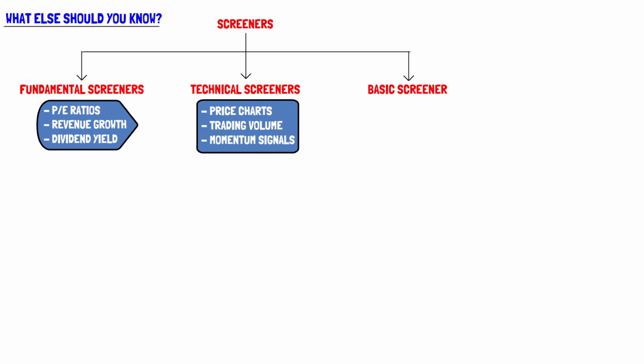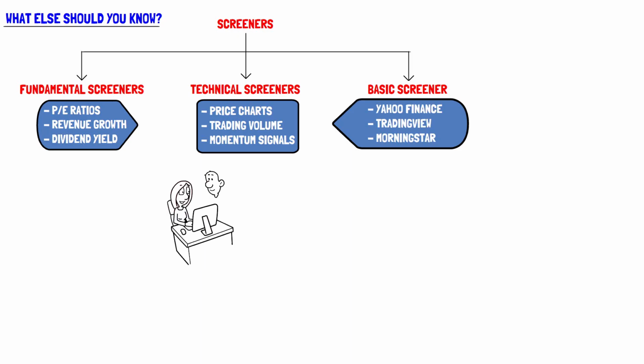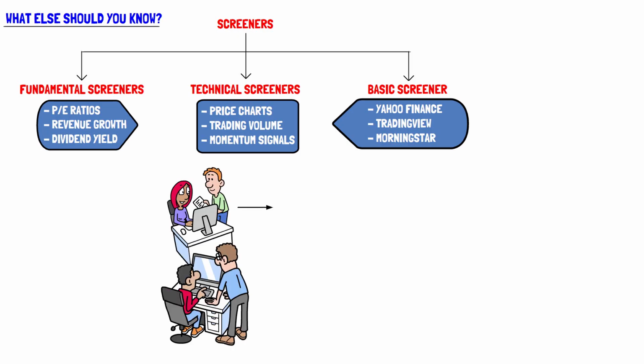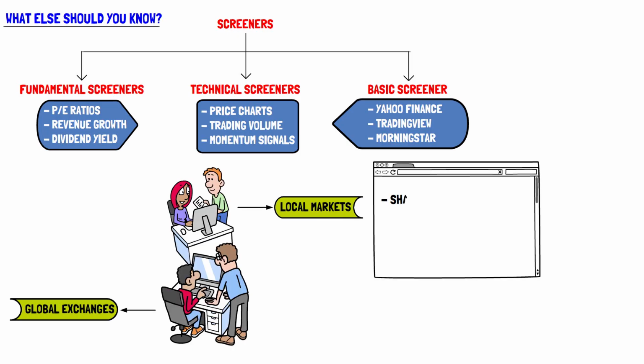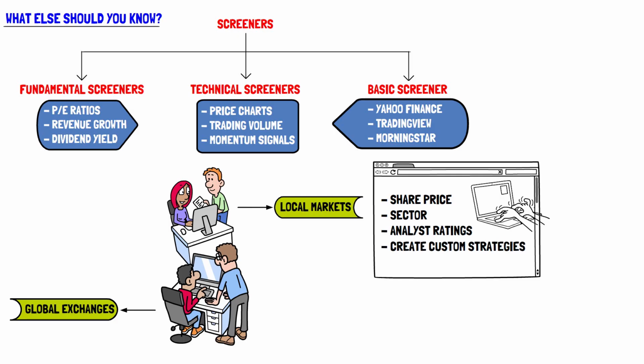Most investing platforms offer a basic screener, while financial websites like Yahoo Finance, TradingView, and Morningstar provide more advanced ones. Some cover only local markets, while others let you explore global exchanges. You can filter by things like share price, sector, analyst ratings, or even create custom strategies.